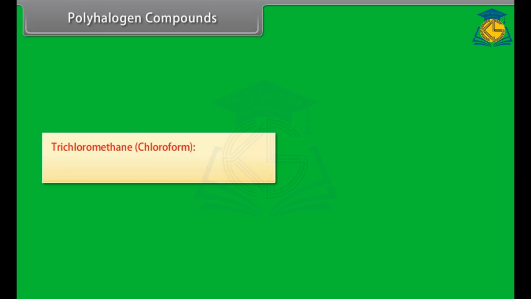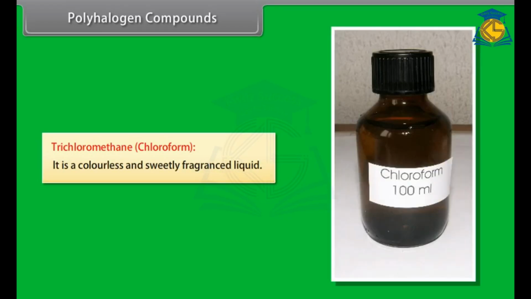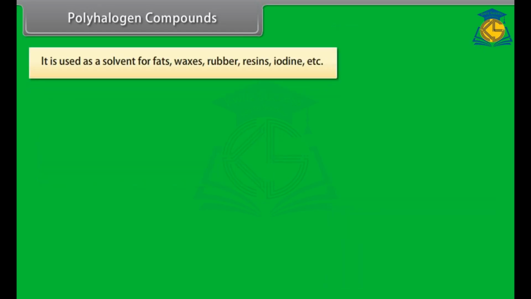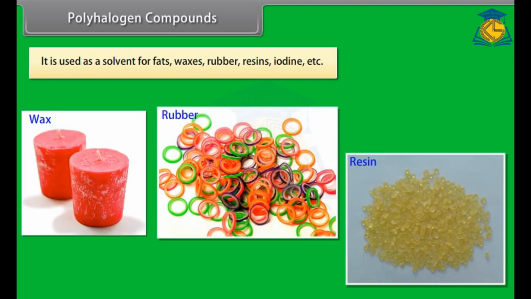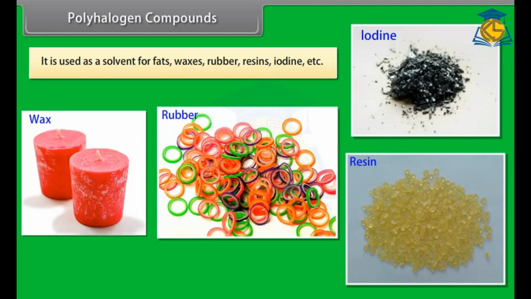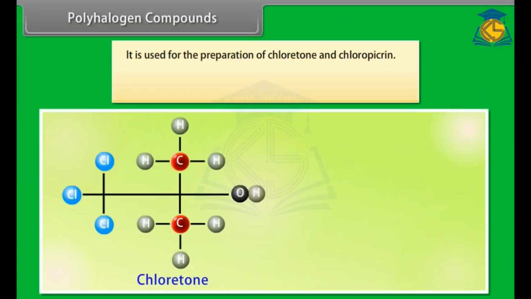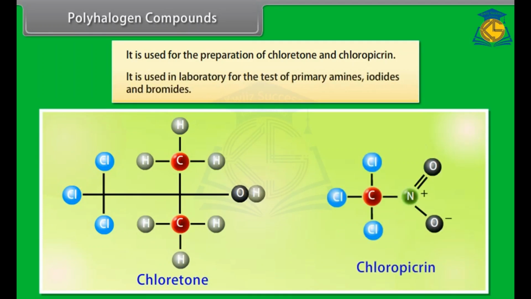Trichloromethane, chloroform. It is a colorless, sweetly fragranced liquid. It is used as a solvent for fats, waxes, rubber, resins, iodine, etc. It is used for the preparation of chloratone and chloropicrin. It is used in laboratory for the test of primary amines, iodides and bromides.